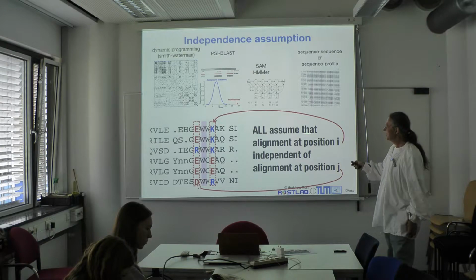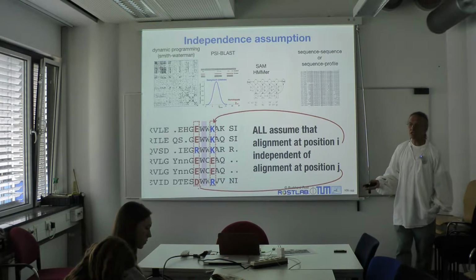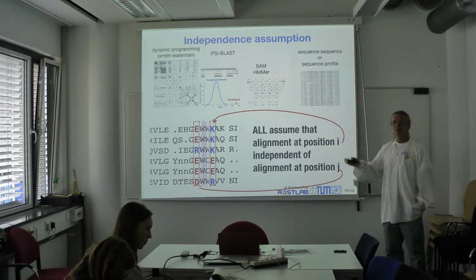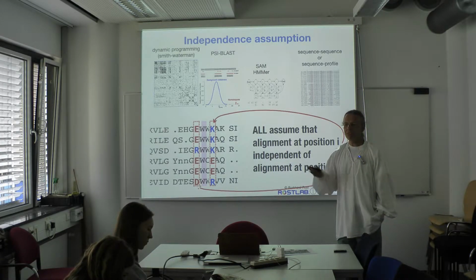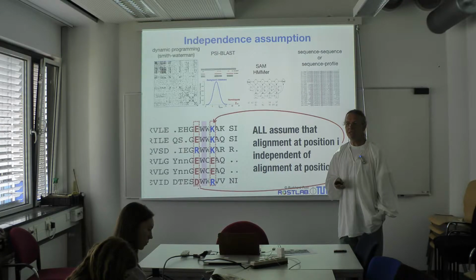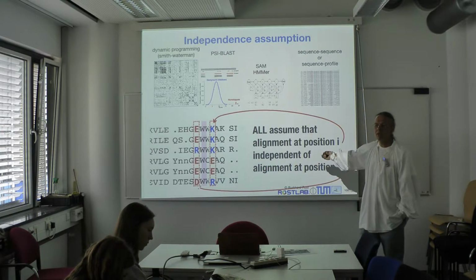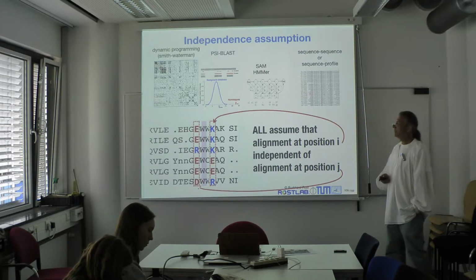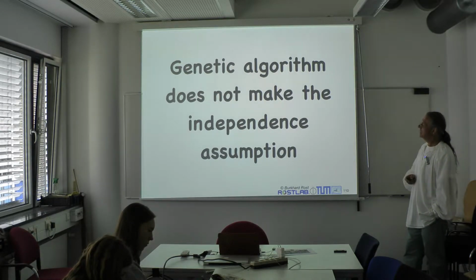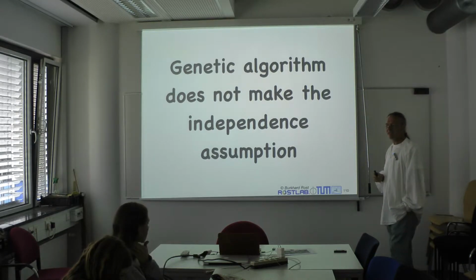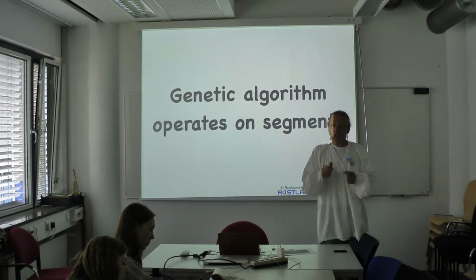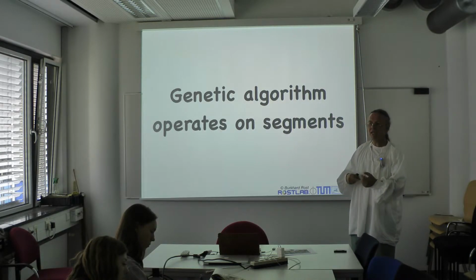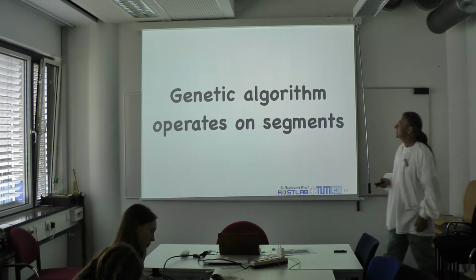Nevertheless, although this assumption is biologically wrong, alignment methods work. Nobody does alignments in any way in which this problem is solved. There is one example that does it, and that is T-Coffee, which uses a genetic algorithm, because that does not make the independence assumption. It operates on segments. It does not operate on one residue at a time. It looks at entire regions.